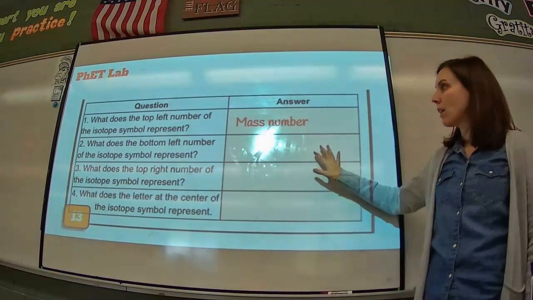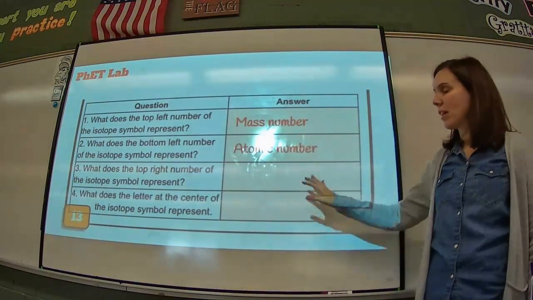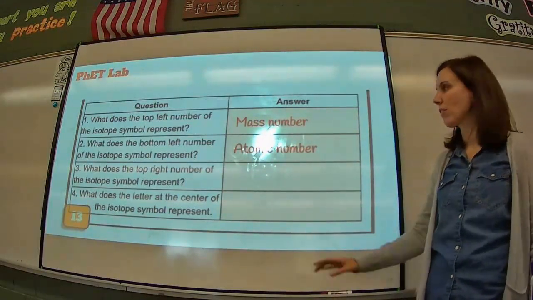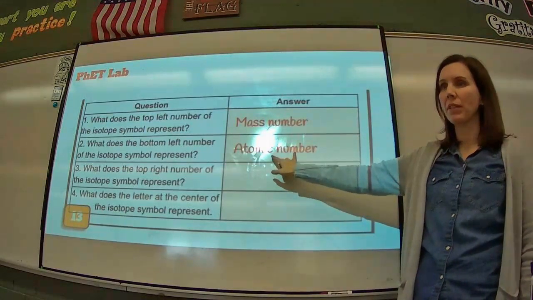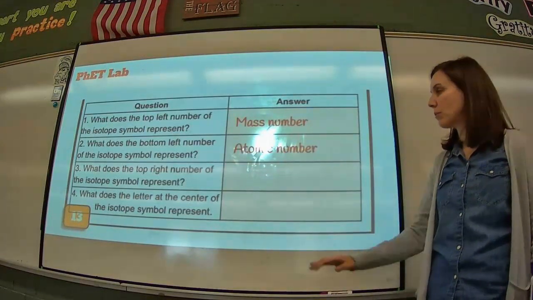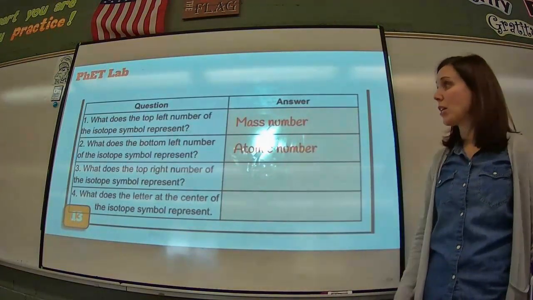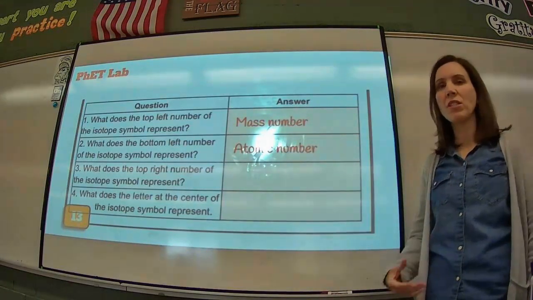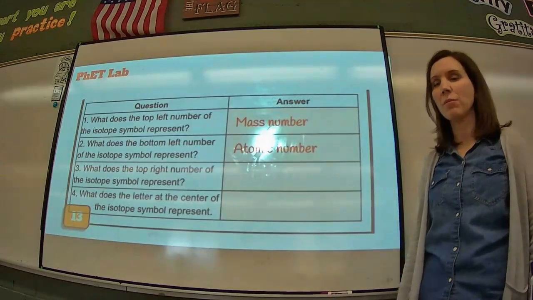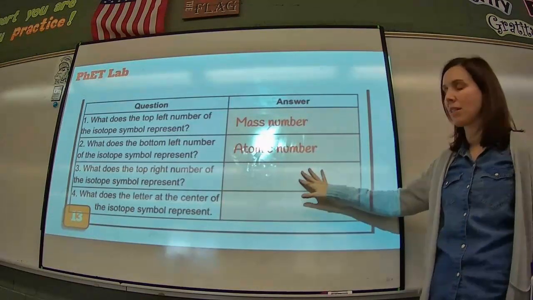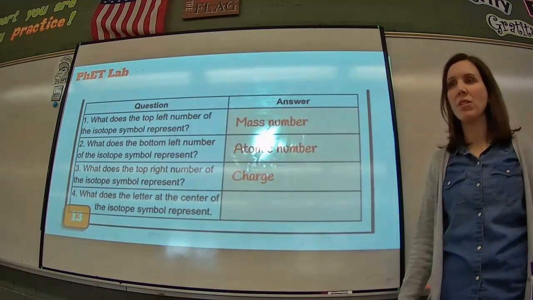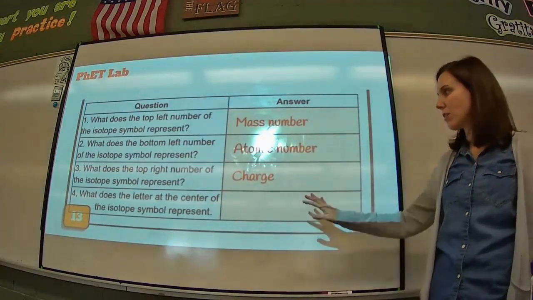Then the bottom left number, that's going to be your atomic number. I realize that is right in the middle of the glare, so this is the word atomic number. Number 3 says, what does the top right number represent? You should have noticed that, depending on the number of electrons and protons you had, it was either a positive or a negative or a 0. That represents our charge. So the top right is charge.